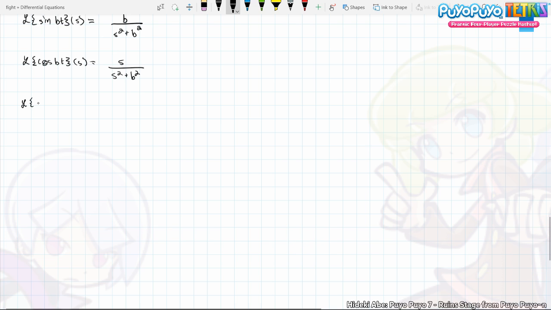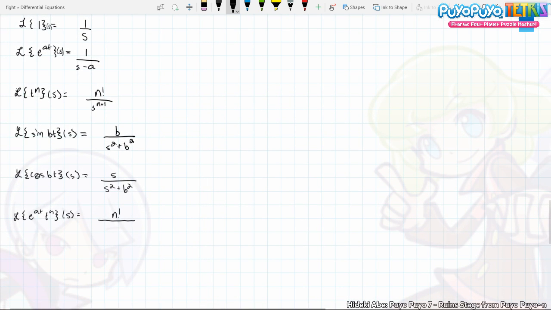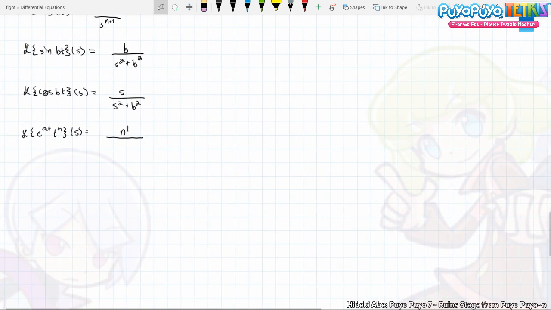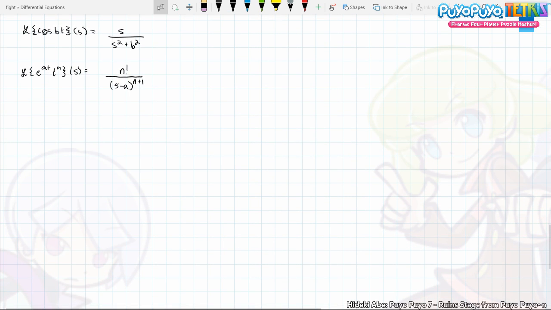Laplace transform of E to the AT times T to the N. That's pretty similar in form to the other one, but it combines S minus A and the power. Oh, I see. I can cut down on the memorization if I see that the E to the whatever always introduces the S minus A component.